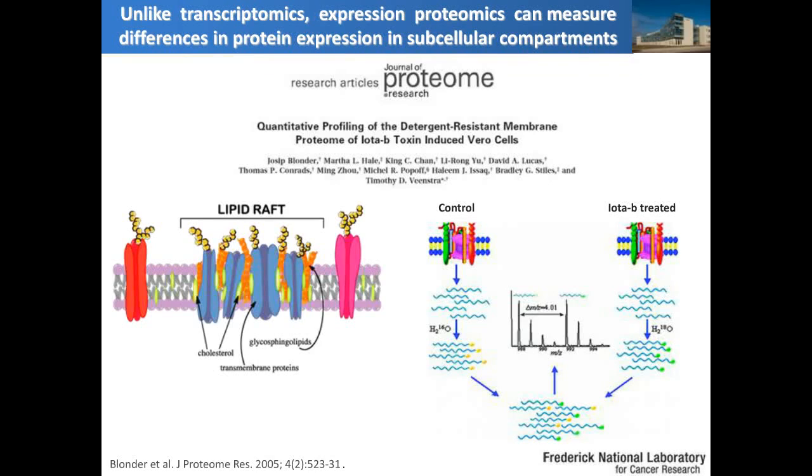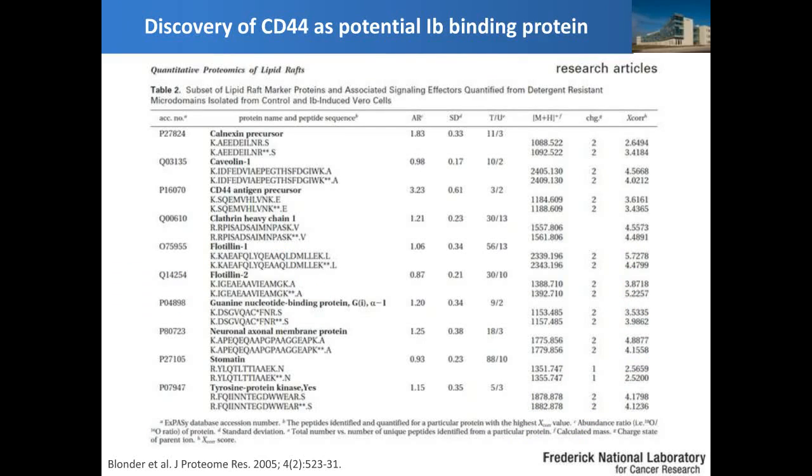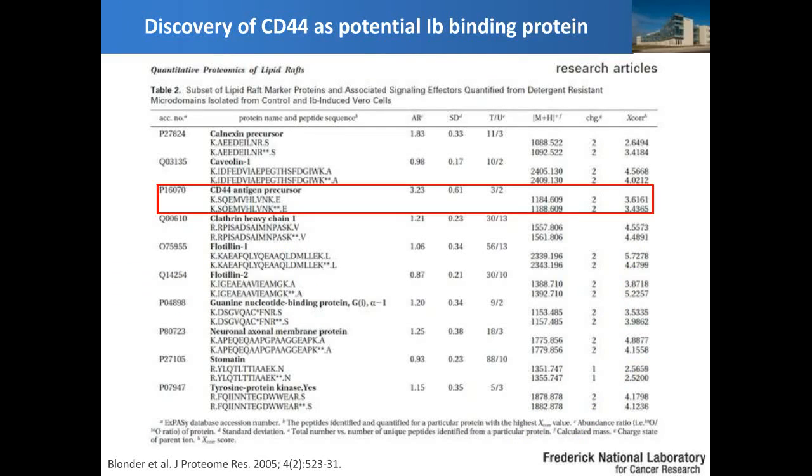Another reason to bother with clinical proteomics is that, unlike transcriptomics, expression proteomics can measure differences in protein expression in subcellular compartments. In a study we did back in 2005, using global profiling of lipid rafts and O18 or O16 labeling, we looked into iota B toxin internalization in a cell line. That was really an agnostic proteomic study, and it revealed that CD44 is three times upregulated in iota B treated cells, and that was one of the candidates we suspected might be facilitating iota B internalization into the cells.